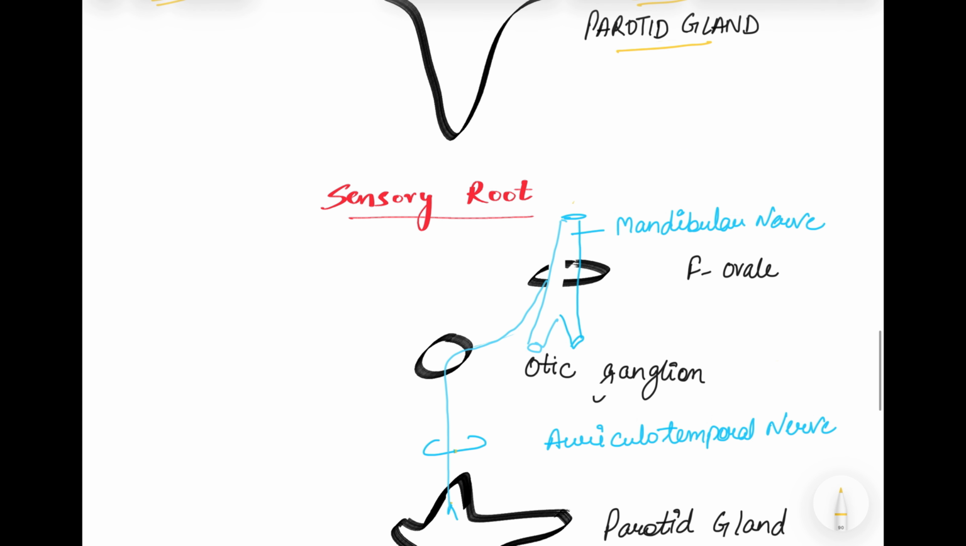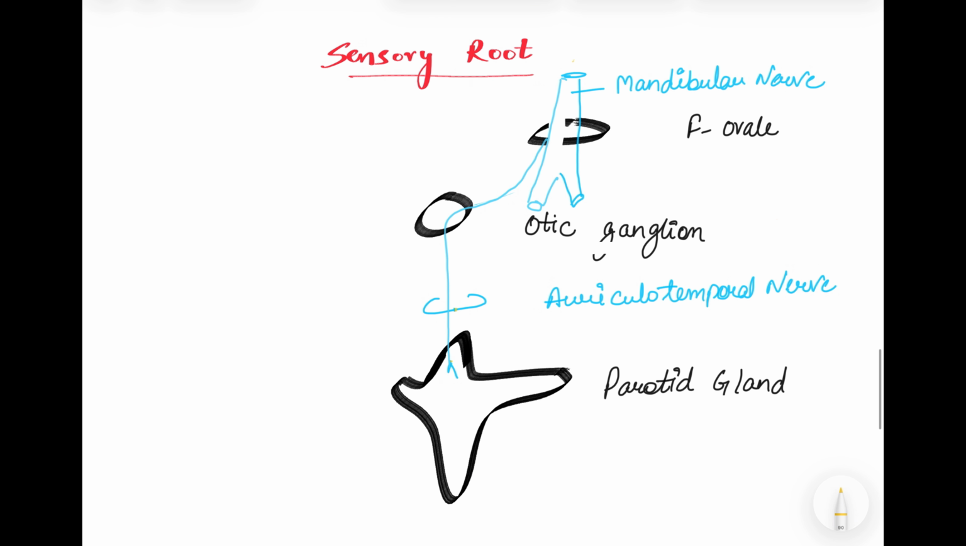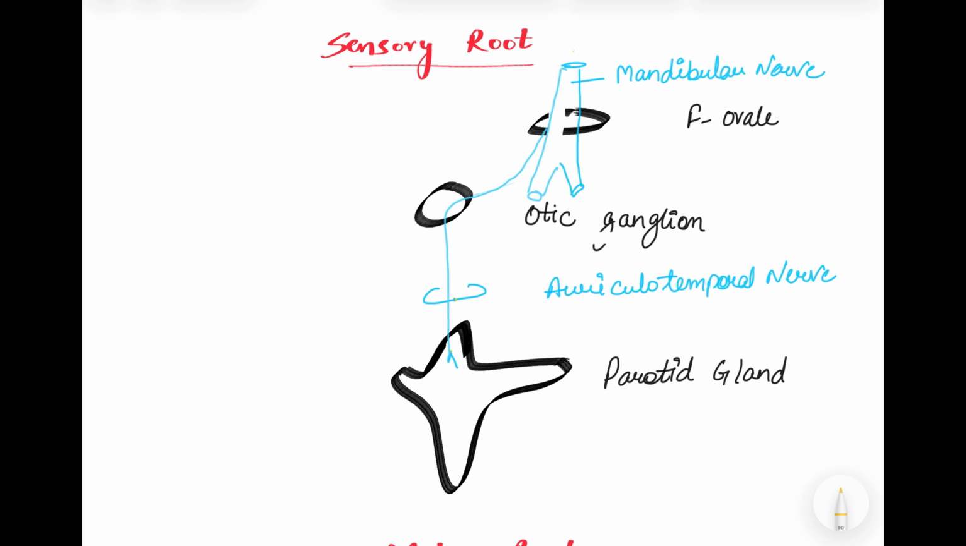Then we will take up your third root, that is your sensory root. For the sensory root, the fibers are taken from the gland, pass through your auriculotemporal nerve without relaying. So no relay is going to occur. Without relaying through the otic ganglia, it will reach your higher center, right? So this is the sensory root.